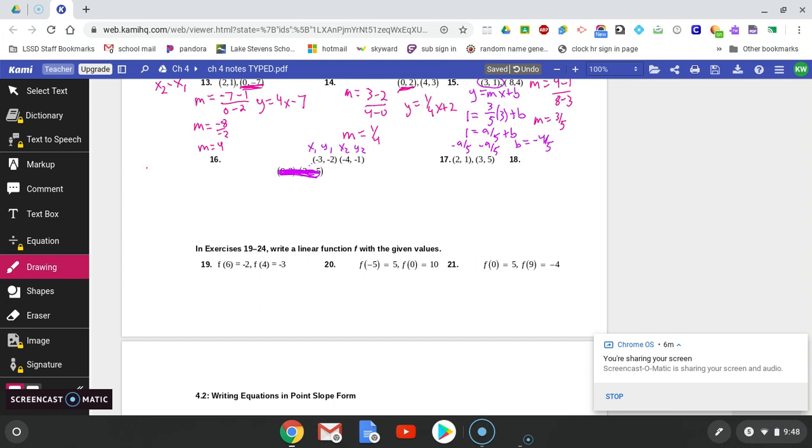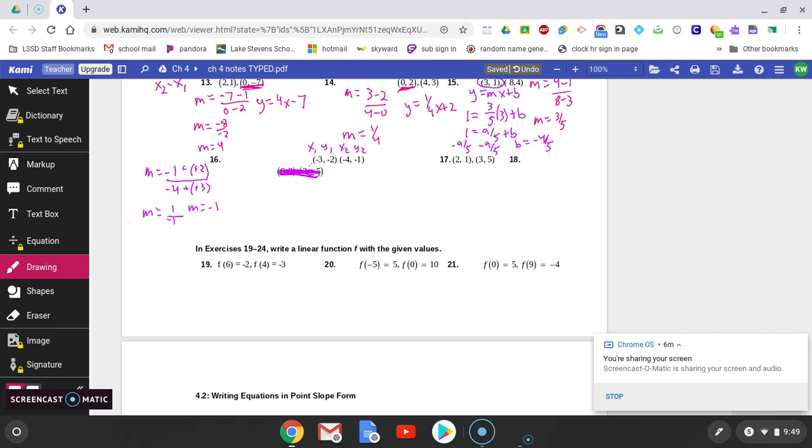So I've got m is equal to my y2 minus my y1. Be careful, it's minus a negative. And then my x2 minus my x1, again, minus a negative. Minus a negative, same thing as plus a positive, which would make this a -1 plus 2, which is 1. This would make this a -4 plus 3, which is a -1. So that means my slope is -1.